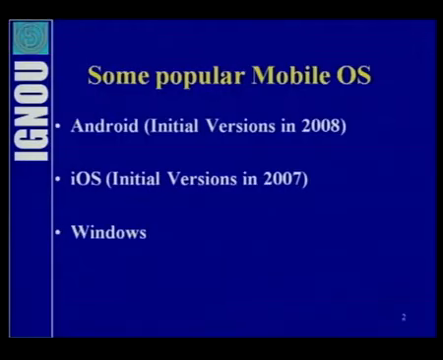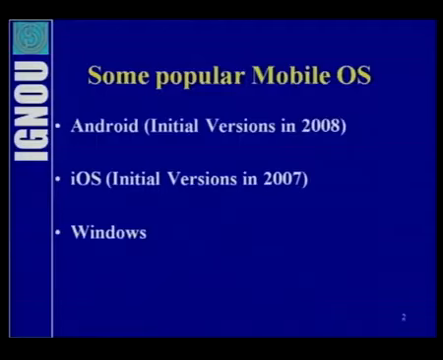Another popular operating system is iOS. The first version of iOS was released in 2007 and its latest version is from 2019. That is the latest iOS, and we will be looking at some of its features. And then the final popular operating system is Windows Mobile. There may be other popular operating systems, but in today's lecture we will try to cover these three operating systems, which are used exclusively for mobiles as well as other portable devices.